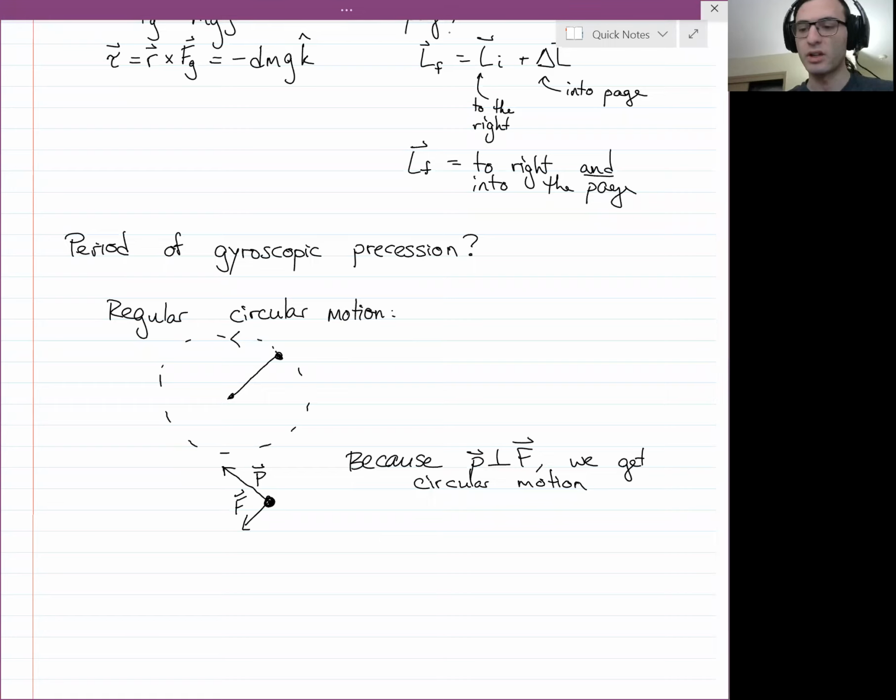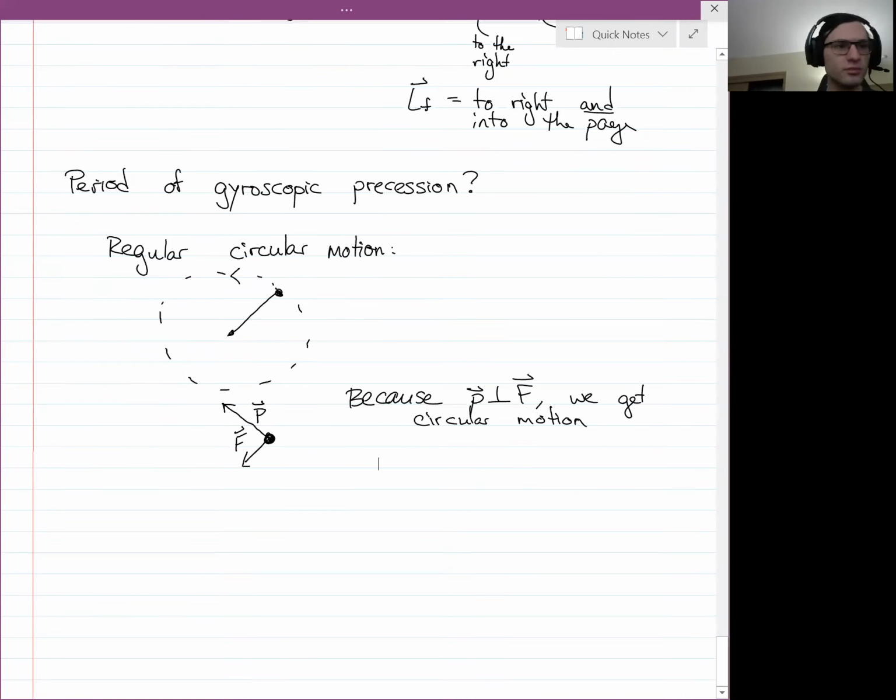You're right, I think it is. Is that better? Okay. Right, so because the velocity is perpendicular to the acceleration, that means that we get circular motion. And that's not surprising because the centripetal acceleration is always perpendicular to the velocity, right? That's just a fact. And so that's what causes circular motion.